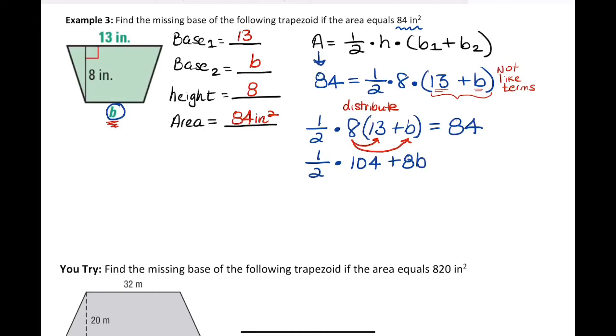8 times n is 8n. 8 times x is 8x. So 8 times b is just 8b. And then we're going to make that equal to 84. And then I'm going to work this out even more. Now right here, I have 1/2 times 104. That can be worked out. 1/2 times 104 is like 104 divided by 2. And that's 52 plus 8b equals 84. Now at this point, we've got a two-step equation.